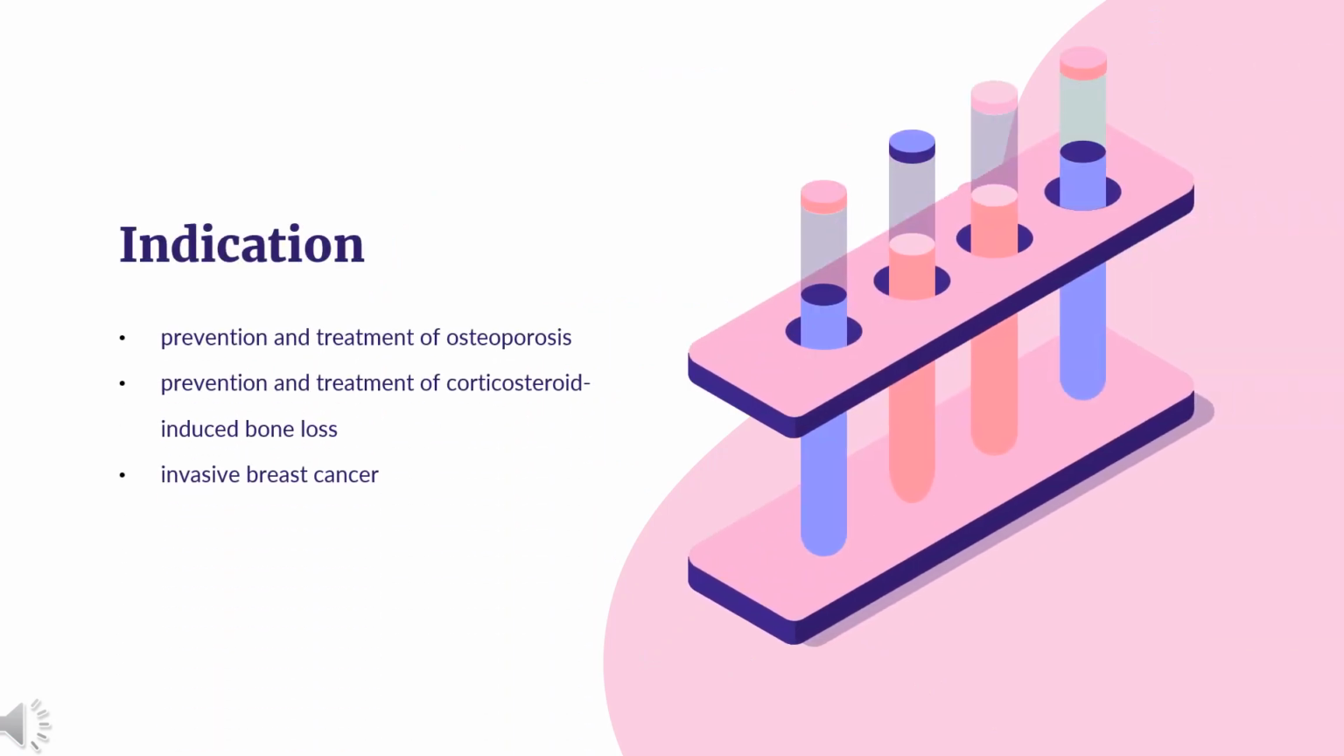What is Raloxifene used for? Indicated for the prevention and treatment of osteoporosis in postmenopausal women, as well as prevention and treatment of corticosteroid-induced bone loss. Indicated for the reduction in the risk of invasive breast cancer in postmenopausal women with osteoporosis or postmenopausal women with a high risk for invasive breast cancer.